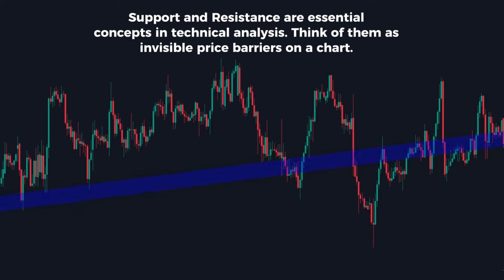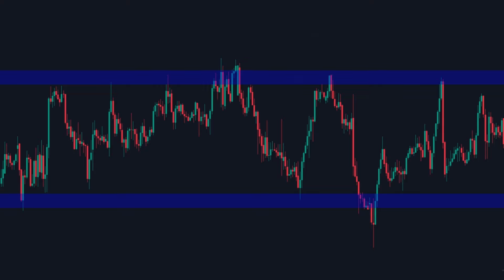Support is like the floor. It's a price level where the market tends to bounce back up instead of falling further. Resistance is like the ceiling. It's a price level where the market often stalls or reverses downward instead of breaking higher.